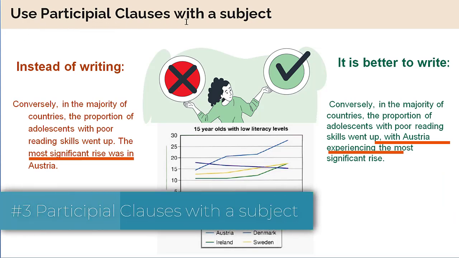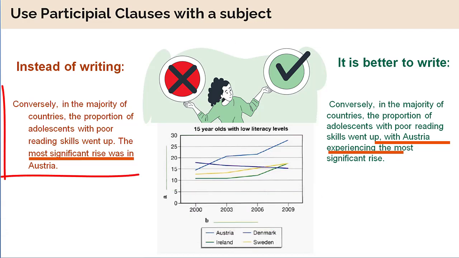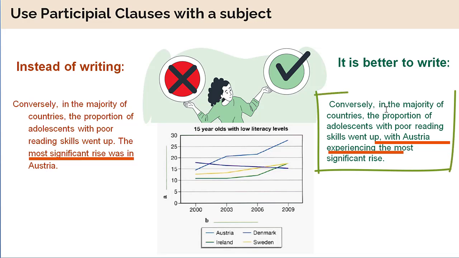Thirdly, use participial clauses with a subject. And here you have a good example. Conversely, in the majority of countries, the proportion of adolescents with poor reading skills went up. The most significant rise was in Austria. Once again, with the use of a participle, we can turn these two sentences into one. Conversely, in the majority of countries, the proportion of adolescents with poor reading skills went up, with Austria experiencing the most significant rise.